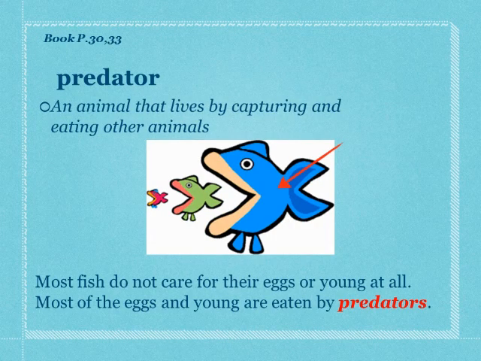Page 30 and 33. Predator. An animal that lives by capturing and eating other animals. Most fish do not care for their eggs or young at all. Most of the eggs and young are eaten by predators.